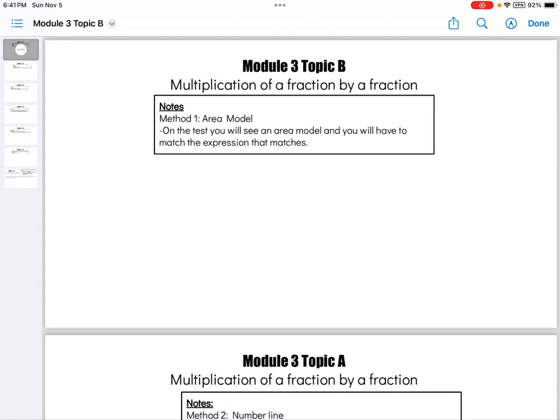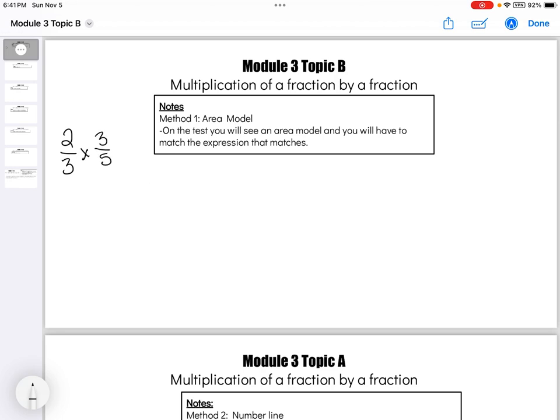Okay, this is 5th grade, Module 3, Topic B, which is all about multiplying a fraction by a fraction. So the first method that we teach students is the area model. And let's say we have a problem that is 2/3 times 3/5.